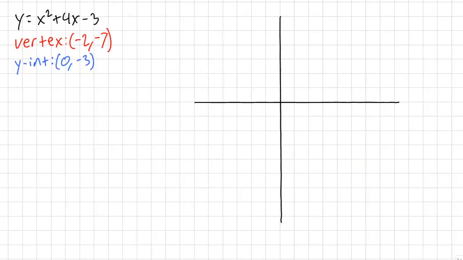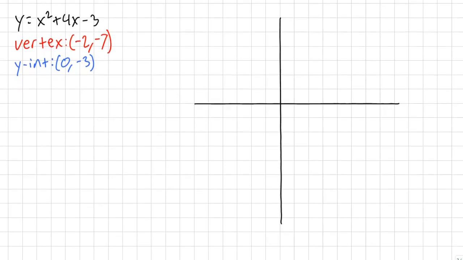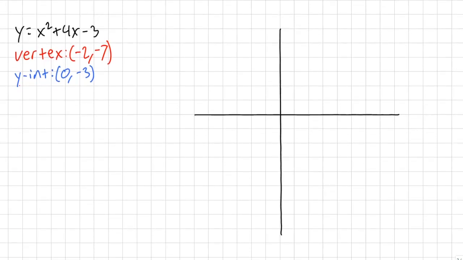Okay, so we have our equation, y equals x squared plus 4x minus 3. And we have our two most important points, our vertex and our y-intercept. The vertex is negative 2, negative 7, and the y-intercept is 0, negative 3. So now we need to find another point.